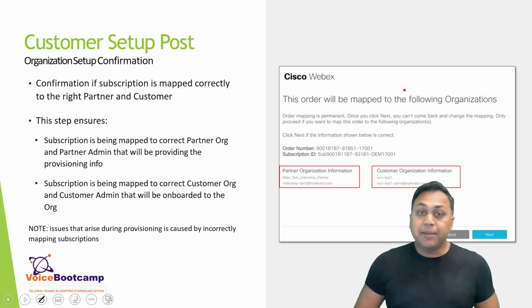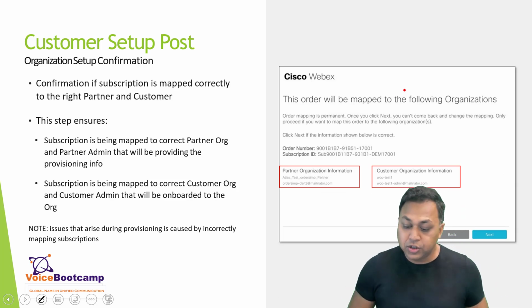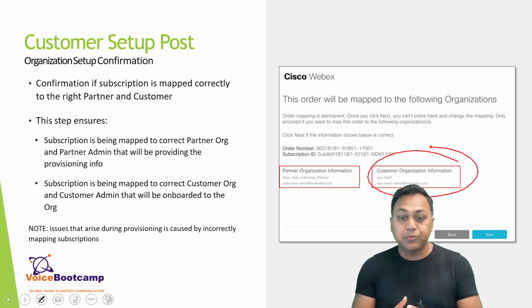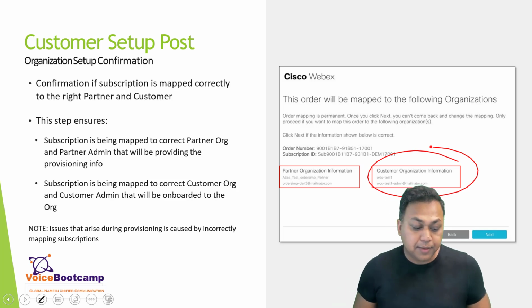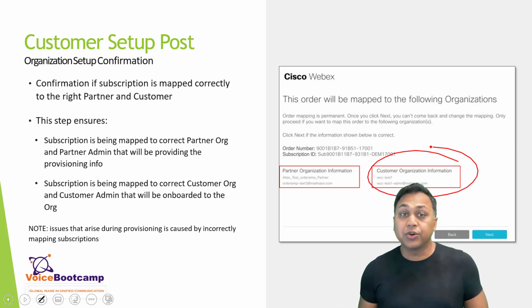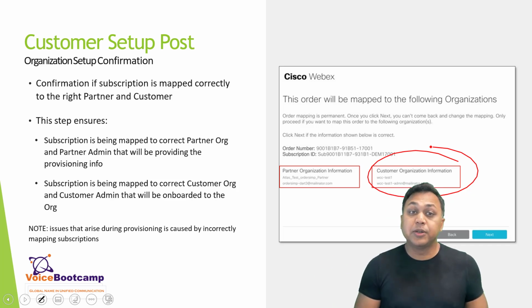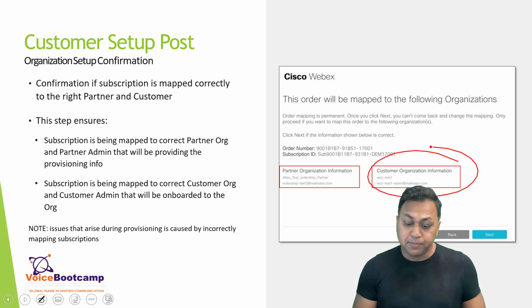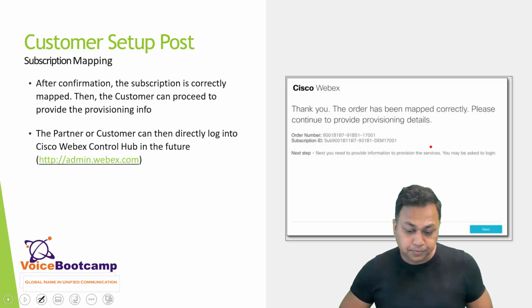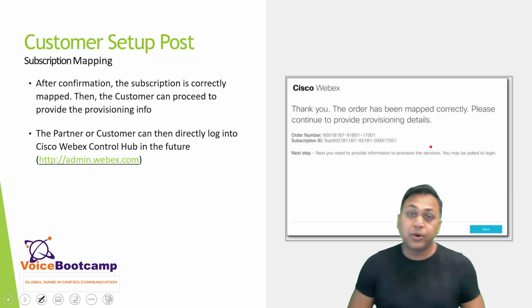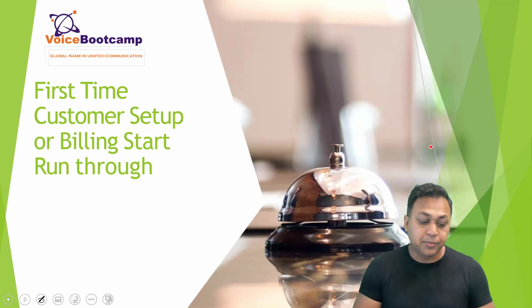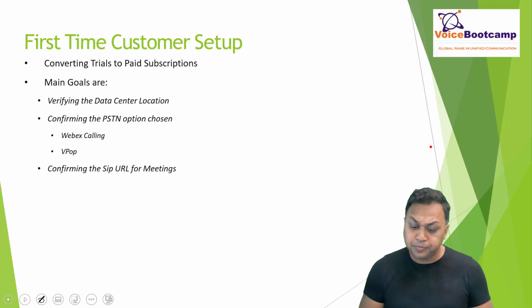Okay, the order will be mapped between your partner organization and your customer organization. They will be mapped together. Once the mapping happens, subscription is being mapped with the correct partner so that the partner can manage that subscription. Subscription is being mapped to the correct customer organization and the customer admin that will be onboarded to the organization. So it will be not just mapped with the partner, but also to the customer organization as well. Once the order is mapped correctly, then you'll do the customer setup.